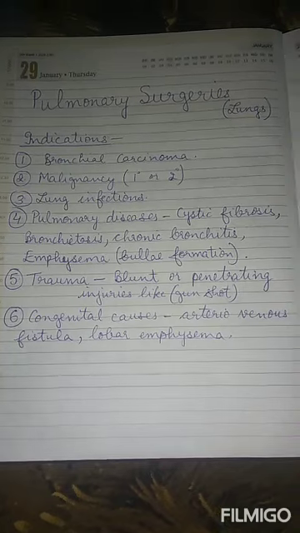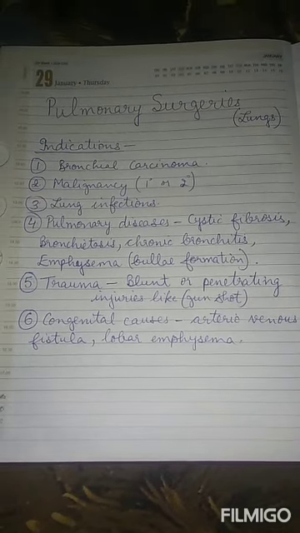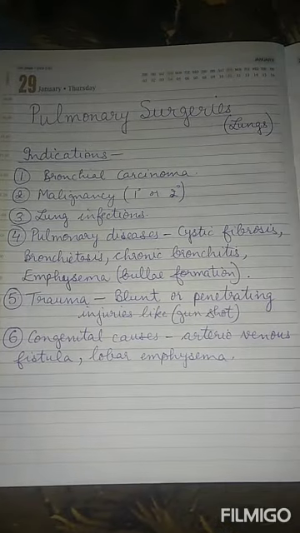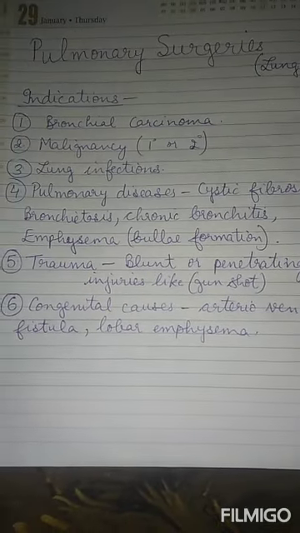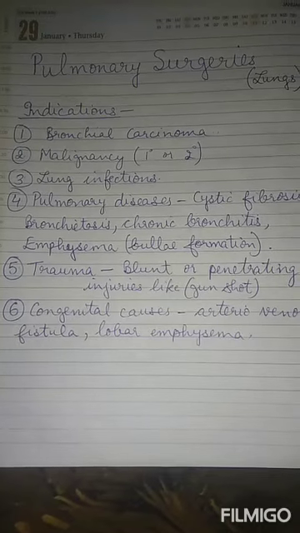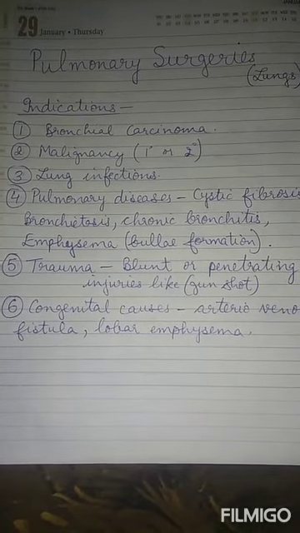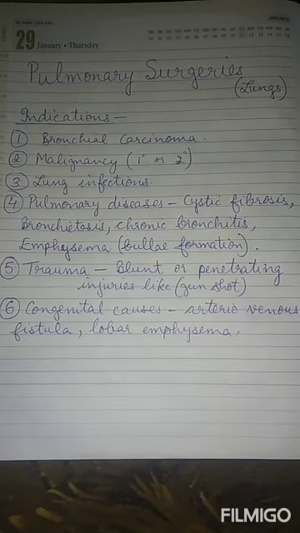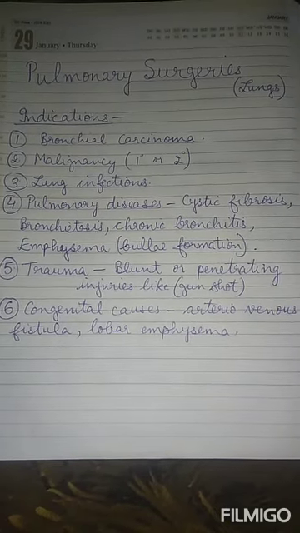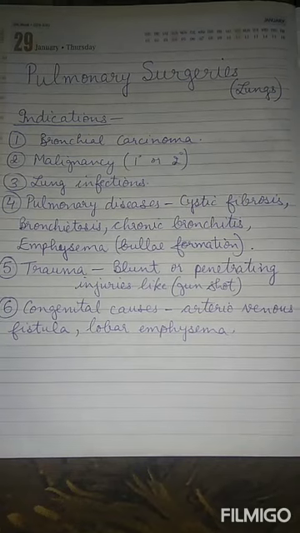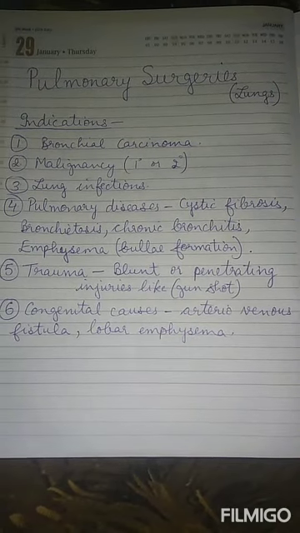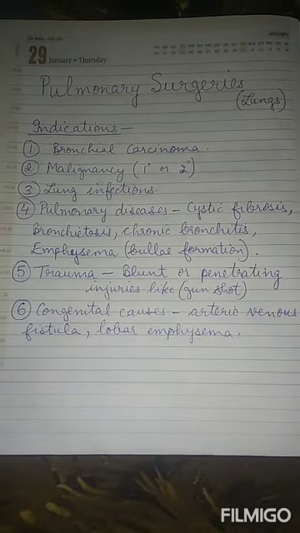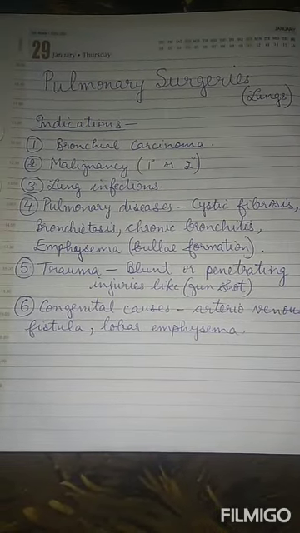So talking about the pulmonary surgeries means the surgeries which include the lungs. The main indications for these surgeries are bronchial carcinoma, malignancy, either primary or secondary, lung infections, and pulmonary diseases like cystic fibrosis, bronchiectasis, chronic bronchitis, emphysema, or chronic cases where bullae formation is there. So we can perform a pulmonary surgery.